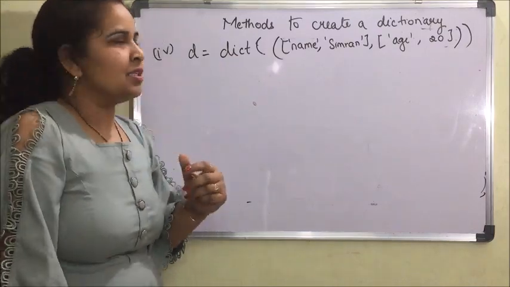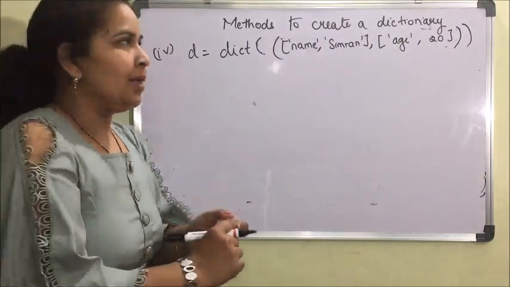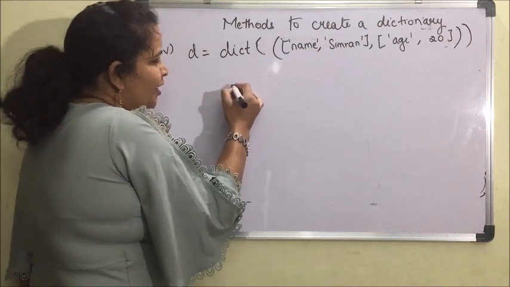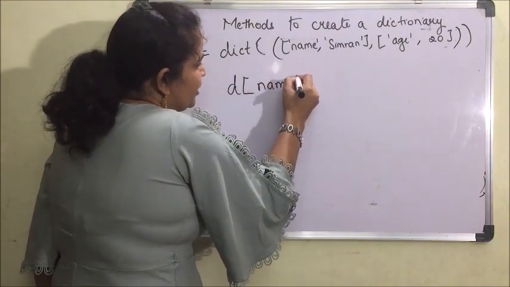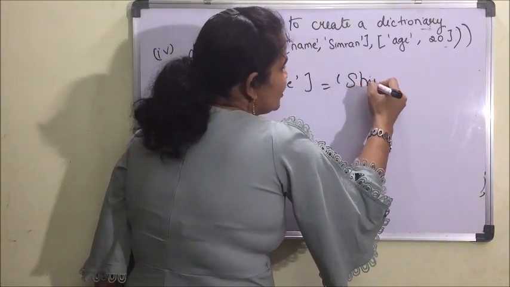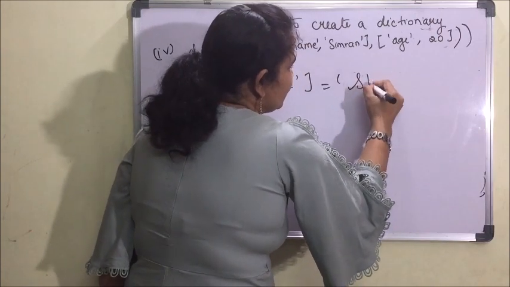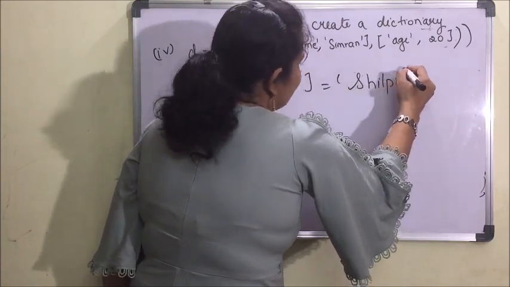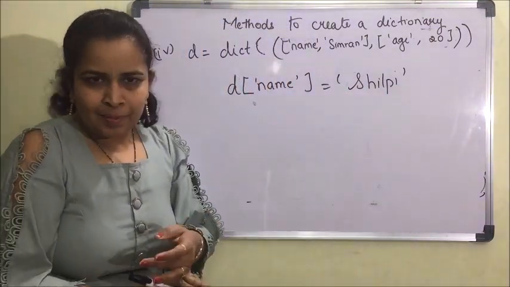So the different characteristics of a dictionary: first of all, it is mutable. Suppose this is the dictionary. If I want to change the name, we can write dictionary name is equal to, suppose I want to change it to my name. I can directly write this. So it means a dictionary is mutable.